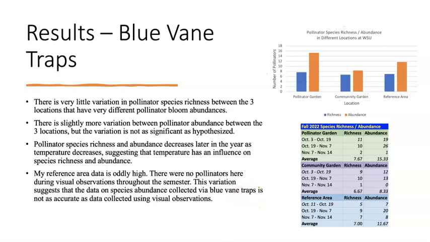During my visual observations, I noticed that there were no pollinators here throughout the semester, so the variation in this data suggests to me that the data on species abundance collected via blue vein traps is not as accurate as when collected using visual observations.